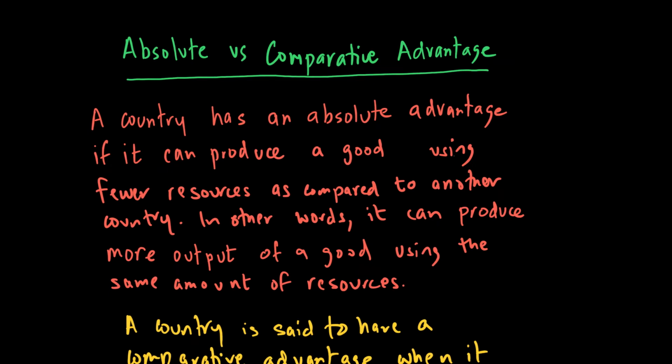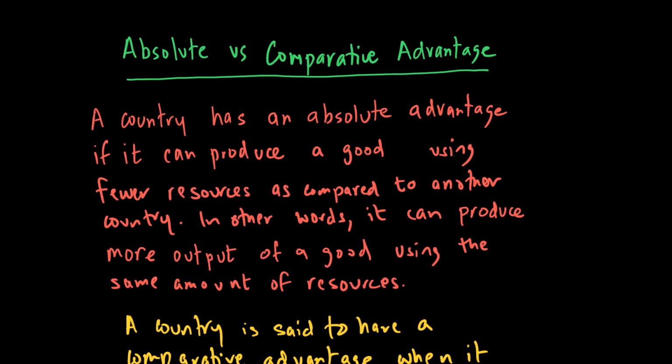We say a country has an absolute advantage if it can produce a good using fewer resources as compared to another country. In other words, it can produce more output of a good using the same amount of resources. So for us, absolute advantage simply means who can make more using the same resources. Clearly, if you can make more using the same resources, or make the same output using fewer resources, the cost of making those units will be much lower. So absolute advantage simply means producing something at a lower cost than another country, or producing something with the same resources much more as compared to another country.